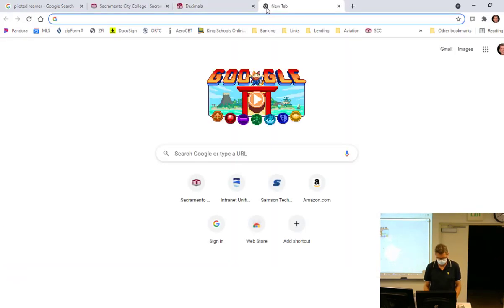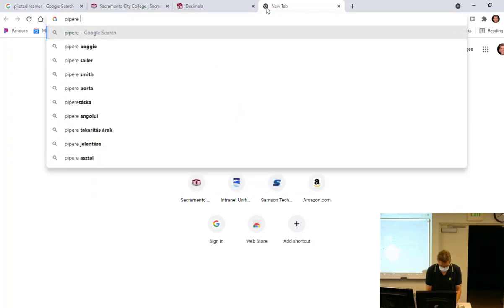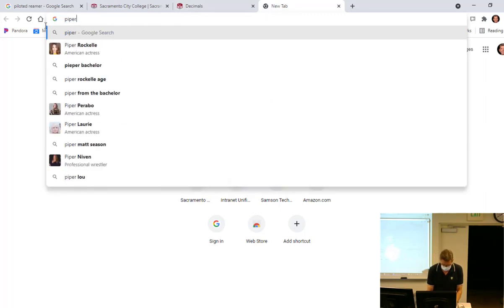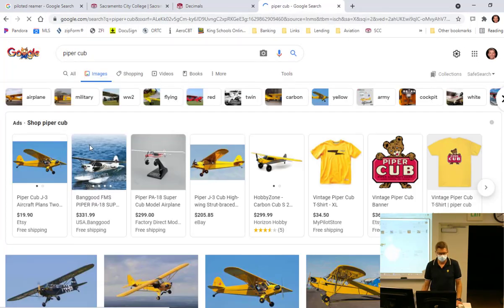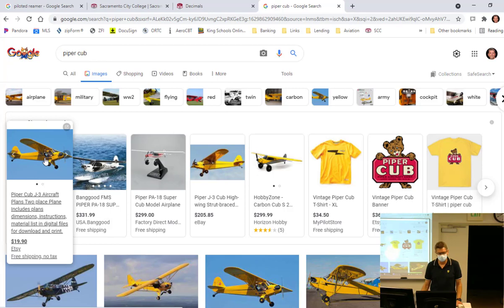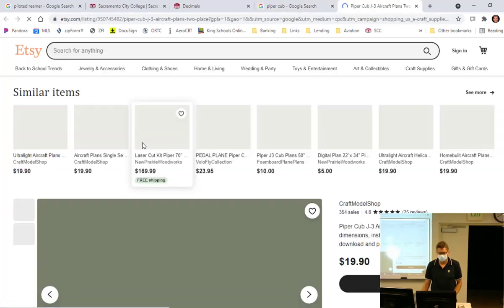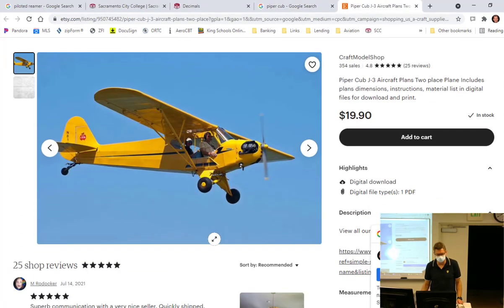So Piper Cub. Well, they're sitting right over there because we painted. You haven't put them up there, right? Piper Cub. There we go. There's a Piper Cub.